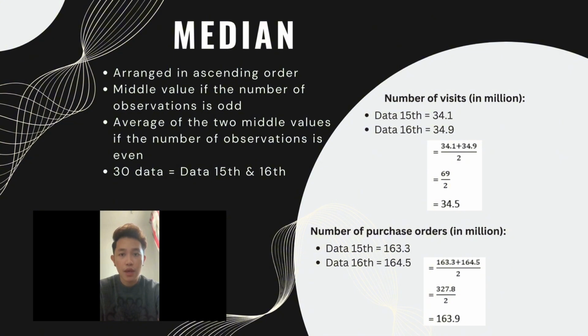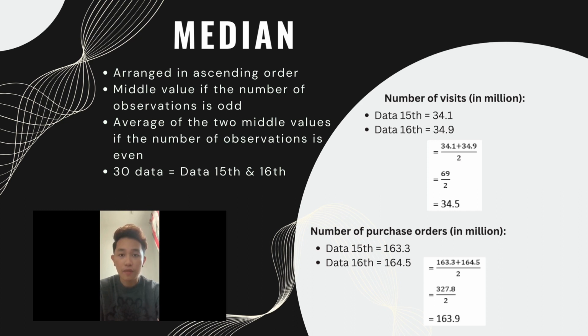The median, when data is arranged in ascending order, is the middle value if the number of observations is odd. In the case of an even number of observations like this, we have a total of 30 data points, so it is the average of the two middle values, specifically the data point at the 15th position and the data point at the 16th position. For the number of visits, the data point in 15th position is 34.1 million. Meanwhile, the data point in 16th position is 34.9 million. Hence, by averaging these two middle values, the median is 34.5 million.